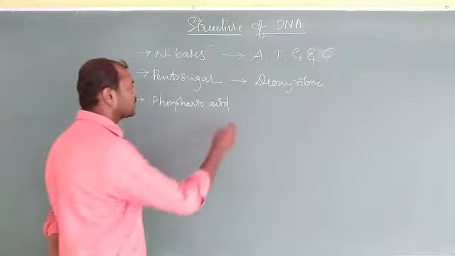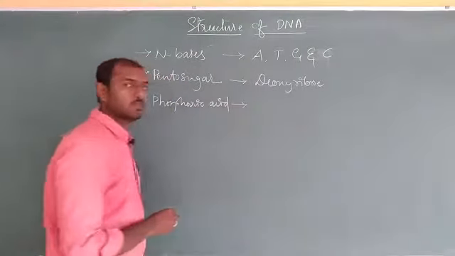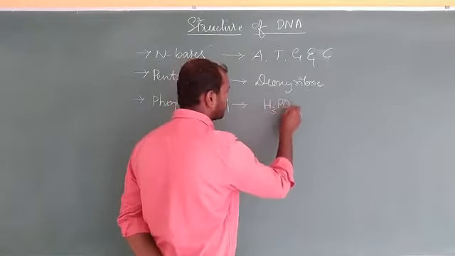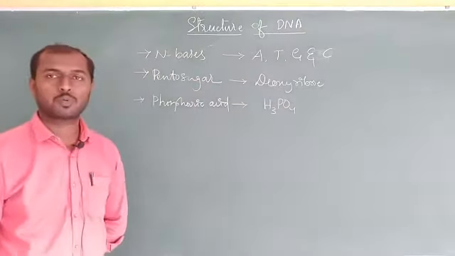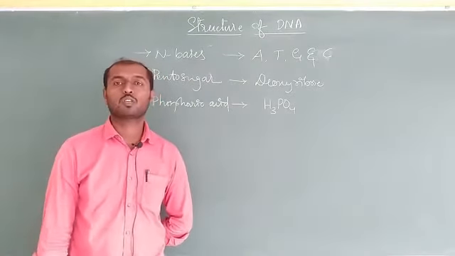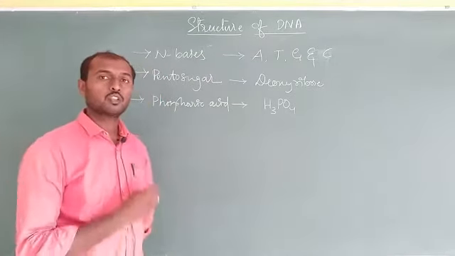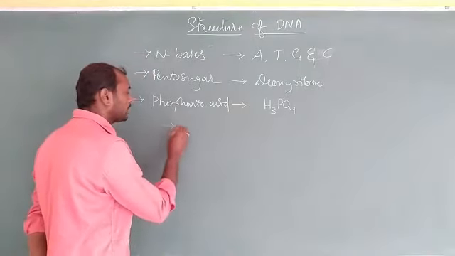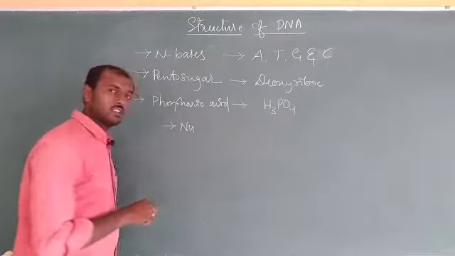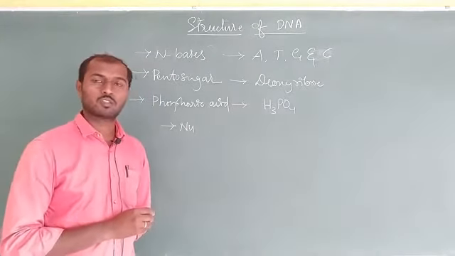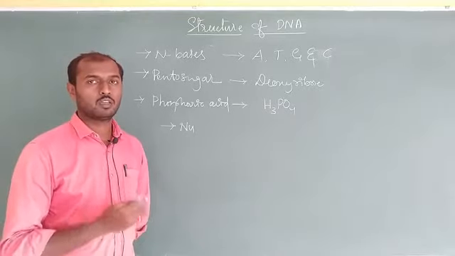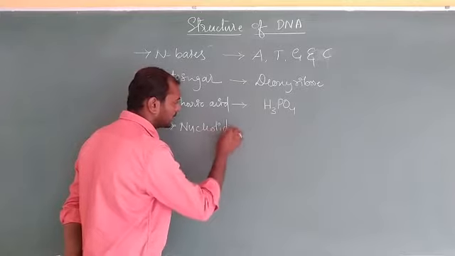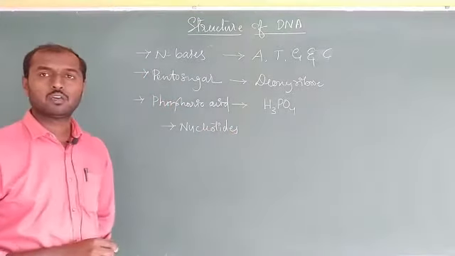Okay, so the third one, phosphate. The phosphoric acid, that is in the form of H3PO4. So I told you already what is the role of phosphoric acid. By the combination of all three chemicals, what we are going to get are the very basic building molecules, or building blocks, of the DNA. So what are we going to get here? We are going to get nucleotides.